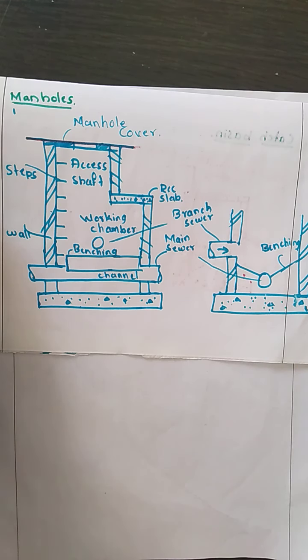Now, in today's class, we will be discussing a very important aspect of sewer appurtenances. That is, we are going to discuss manholes and drop manholes. Normally, these two sewer appurtenances are asked in the exam, for around 8 to 10 marks. They are very important as far as your examination is concerned.